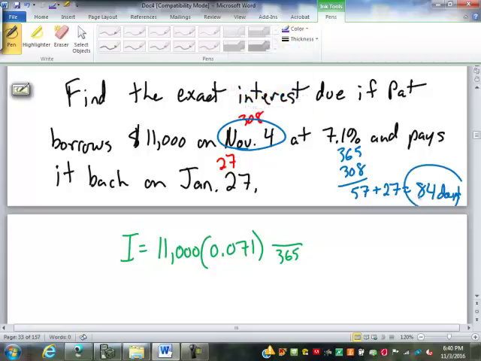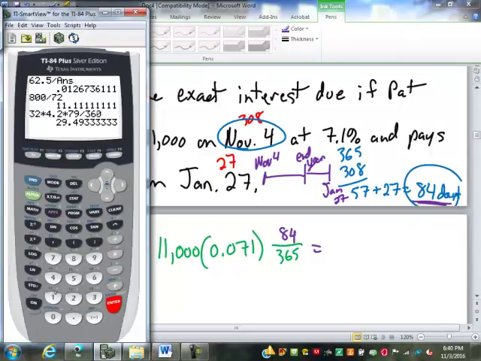Any questions on how I got that 84 days? Basically doing it in two chunks, from November 4th to the end of the year, and then going to the January 27th from there. So we're filling in 84 days here. So this is going to be 11,000 times 0.071 times 84 divided by 360.